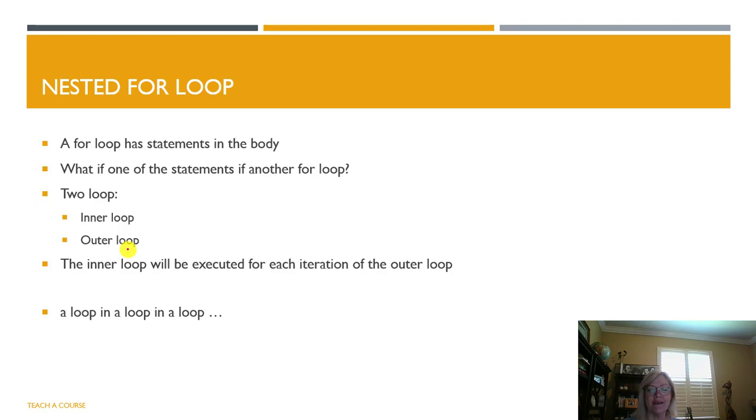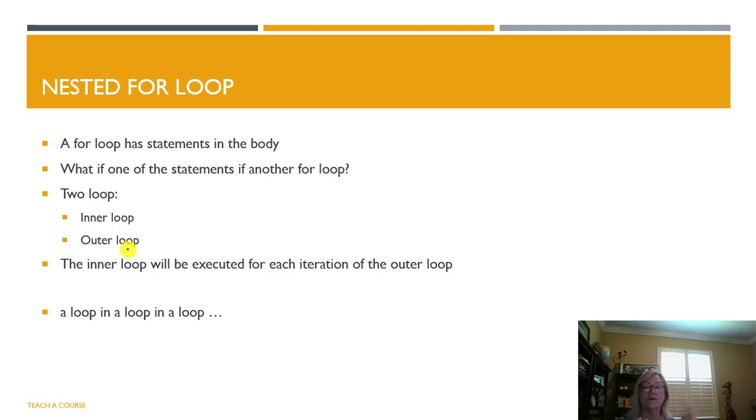I like to compare that in physics to gears. You got a small gear and a large gear. Okay, the large gear may rotate once while the small gear has rotated many times. I hope that's a good analogy. Anyway, let's say the outer loop is going to loop 3 times. The inner loop is going to loop 5 times.